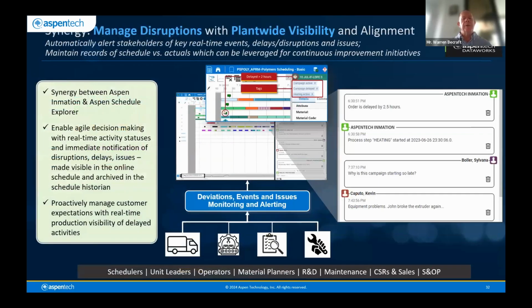We can also link to the MES layer and have automated updates as the batch is being executed. It will trigger certain events in the MES layer, which then can be passed up to the Schedule Explorer, notifying everybody what is the status of that production on the plant floor automatically, and then people can respond to it.